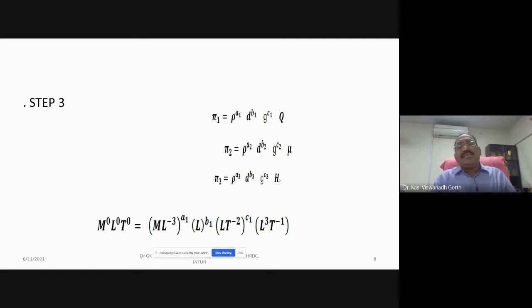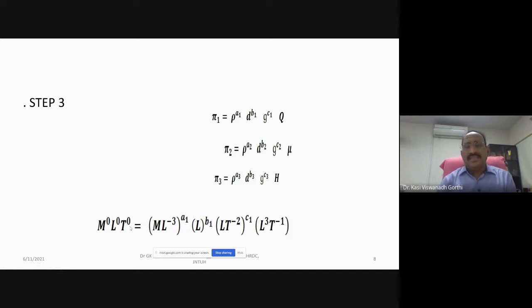So what do we mean by this dimensionless term? M to the power 0, L to the power 0, T to the power 0 is the dimensional formula for pi 1. So take the equation of pi 1 first. For pi 1, write the dimensional formula on the left hand side as well as on the right hand side, for all the variables. Left hand side pi 1 is M power 0, L power 0, T power 0, which means that it is a dimensionless term.